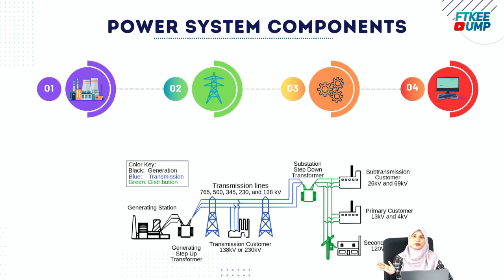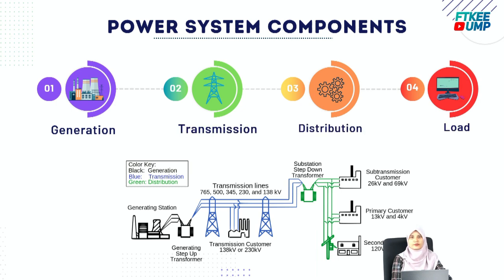So these are the main components of power system. We have four here. The first one is generation, followed by transmission, and then distribution, and finally the load.